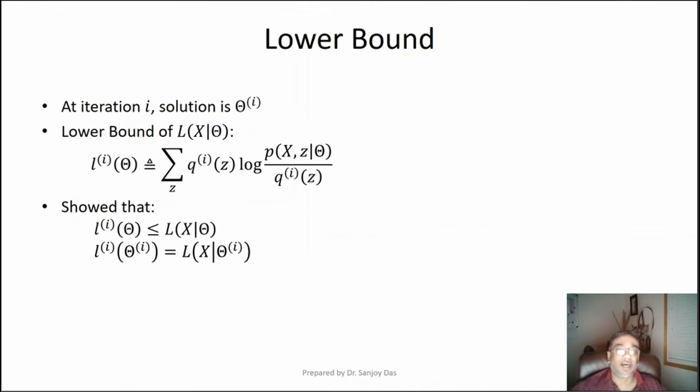So just to summarize, at iteration i, the solution is theta_i, and this is the lower bound function, and we showed that l_i(theta) is less than or equal to L(theta). So it is indeed the lower bound, and it touches the log likelihood at theta_i, and so we can apply the ascent method that we had discussed earlier to the lower bound function.